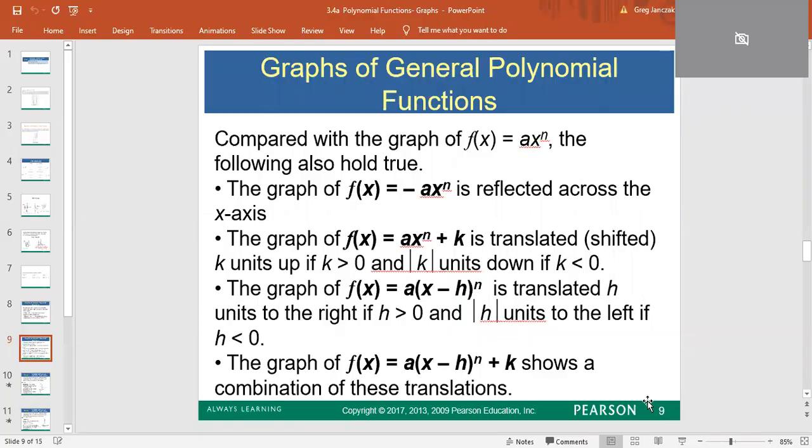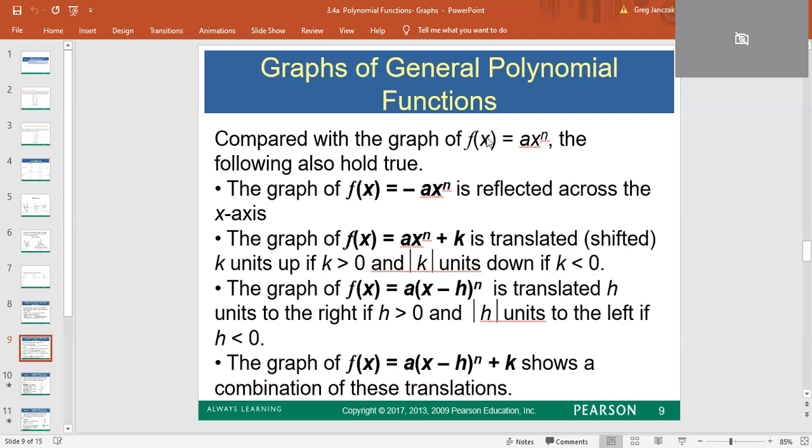Okay. Now, the next slide, you've got the graph of f of x, and you're going to put in here a parentheses x minus h is translated h units to the right when h is positive, and h units to the left when h is negative. So inside parentheses, it's going to shift it right or left, but it's going to be opposite of the sign. So let's see what that looks like.